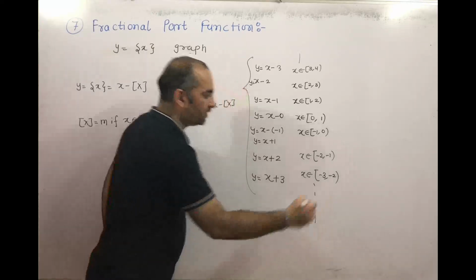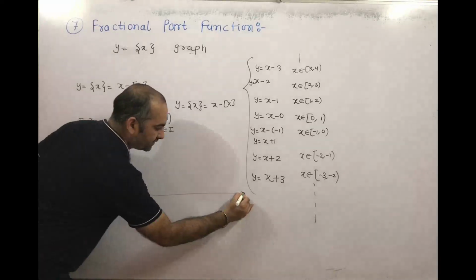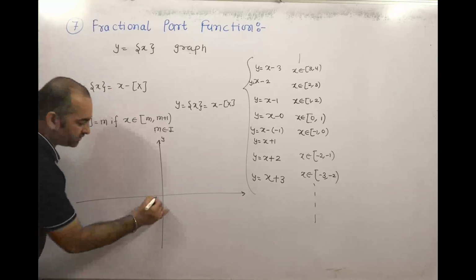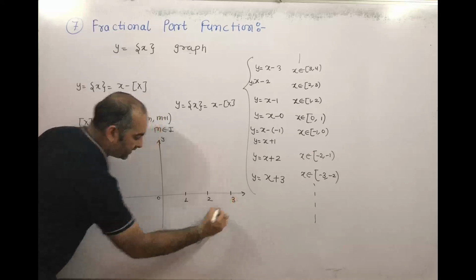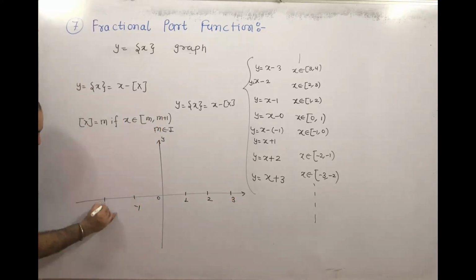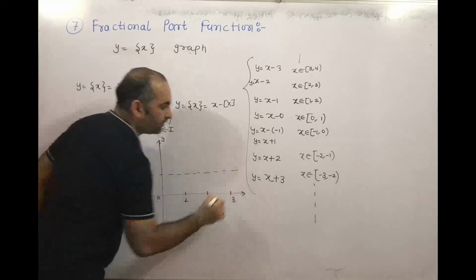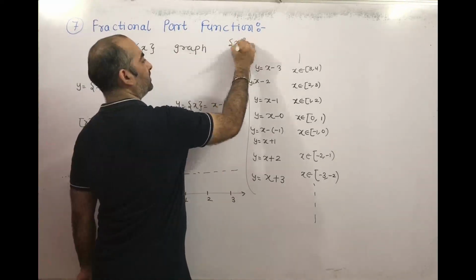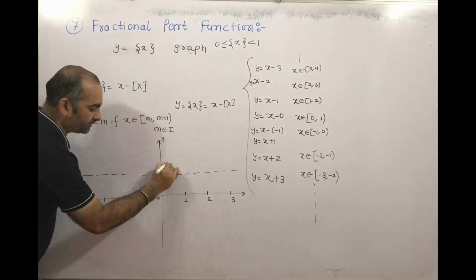Okay, if we draw the graph, we take the x-axis and the y-axis. This is 0, this is 1, 2, 3, and this side is minus 1, minus 2 and minus 3. We draw the line y equal to 1, because we know the fractional part of x always lies from 0 to 1: it is greater than or equal to 0 and less than 1.